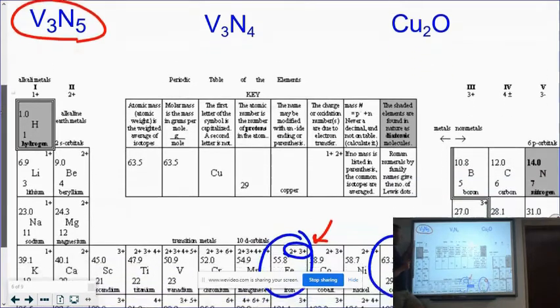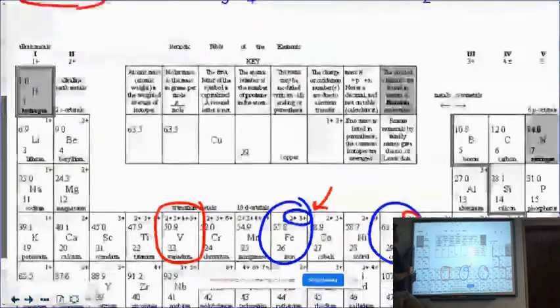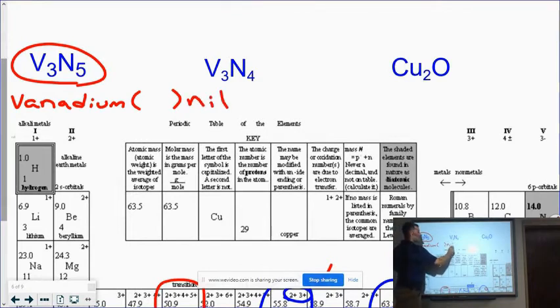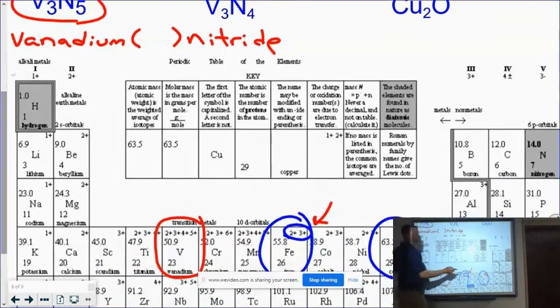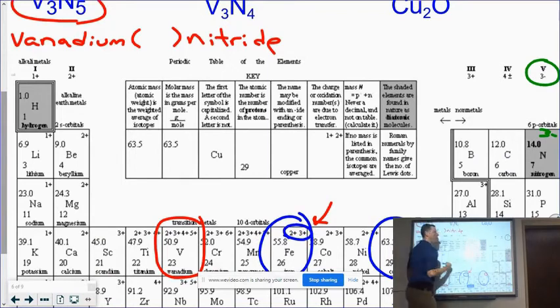So V is actually element 23. It's vanadium right here. I can see there's a whole slew of charges in the box. So I write out vanadium. It's got multiple charges. I put my parentheses. Nitrogen turns into nitride. And now I do some math. So if I look at nitrogen, which is over here, you should have a 3 negative in the box. I have it up on the top of my periodic table.